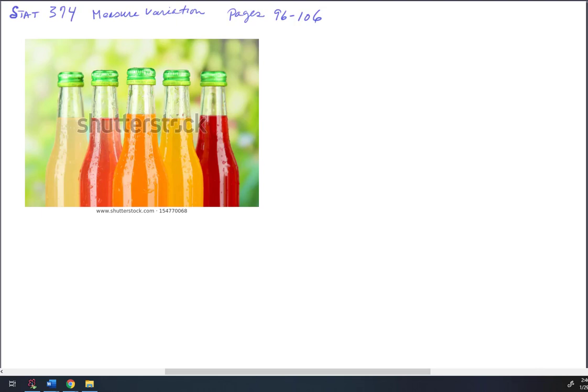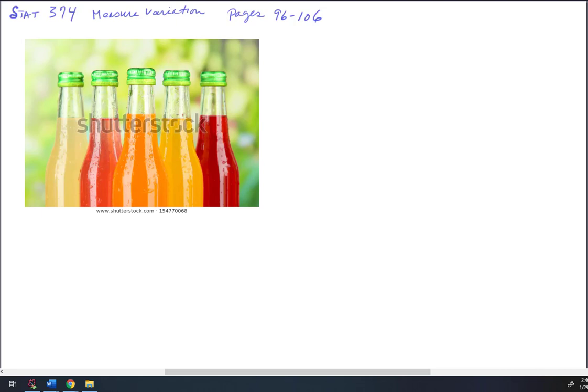Today we're going to cover pages 96 through 106 from our textbook. You should read those pages. There will be an assignment posted in Eraser, and also look in Eraser on the homework pages for information about a Minitab assignment that does not come directly from our textbook.